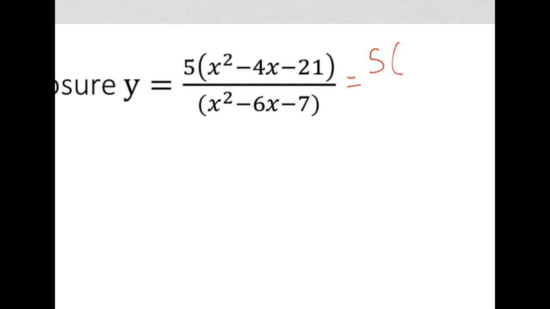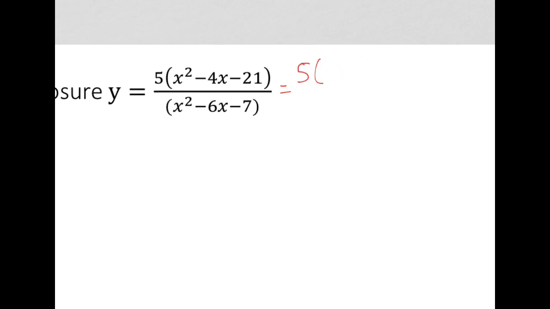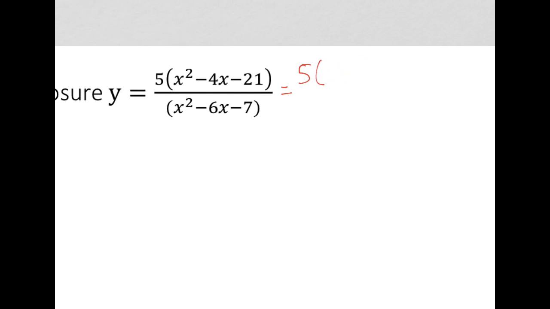So in the numerator, I'm going to get 5 times... let's see how this factors. I have negative 21 and negative 4. So I'm thinking, what are factors of 21 that will combine to give me a 4? Well, 7 times 3 is 21, and negative 7 plus 3 is negative 4. So I know I have x minus 7 and x plus 3.